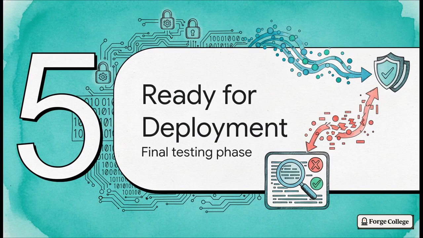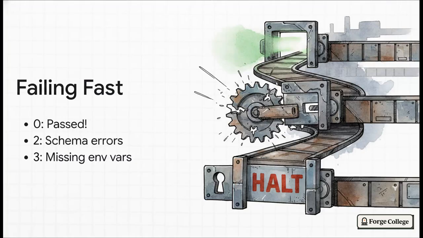Finally, Section 5, ready for deployment, the final testing phase. Now we run our validator against both perfect and intentionally broken entries just to see if our guardrails actually hold up. The absolutely crucial point here is how we communicate these failures using standard exit codes.